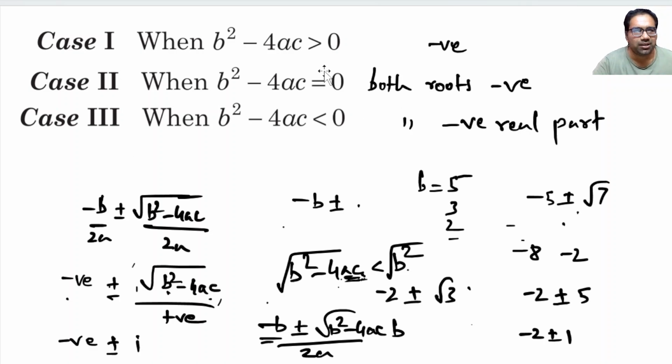The algebraic way is purely algebra. By just looking at the signs of b square minus 4ac, we can say whether the roots are positive or negative.